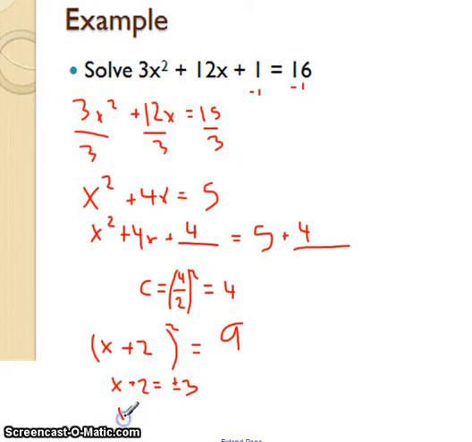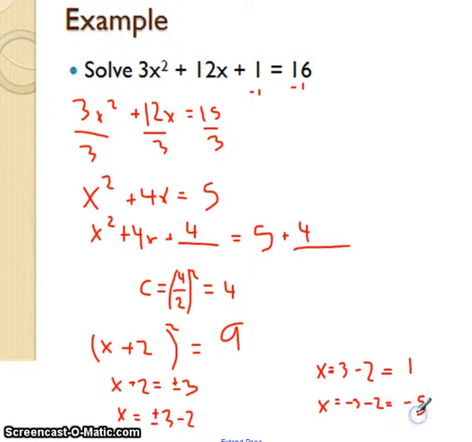The final step now here is to subtract the 2. So the answer is plus or minus 3 minus 2. Now what this means is I get 2 answers. One answer will be, let's see, I can either have a plus 3 minus 2, which is 1, or I could have a negative 3 minus 2, which will give us negative 5.